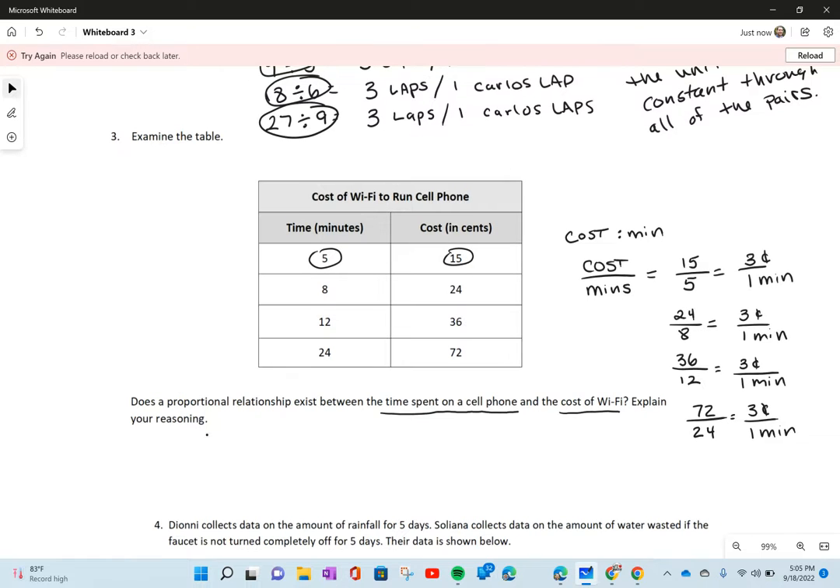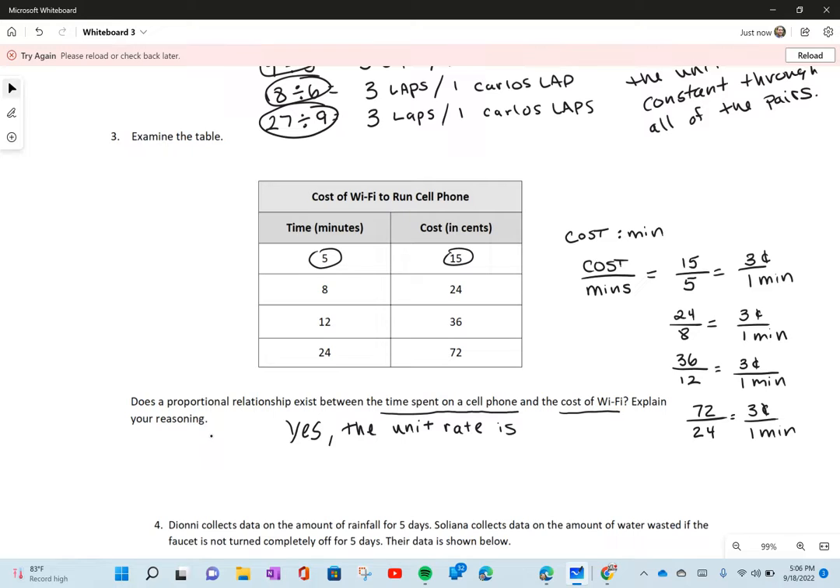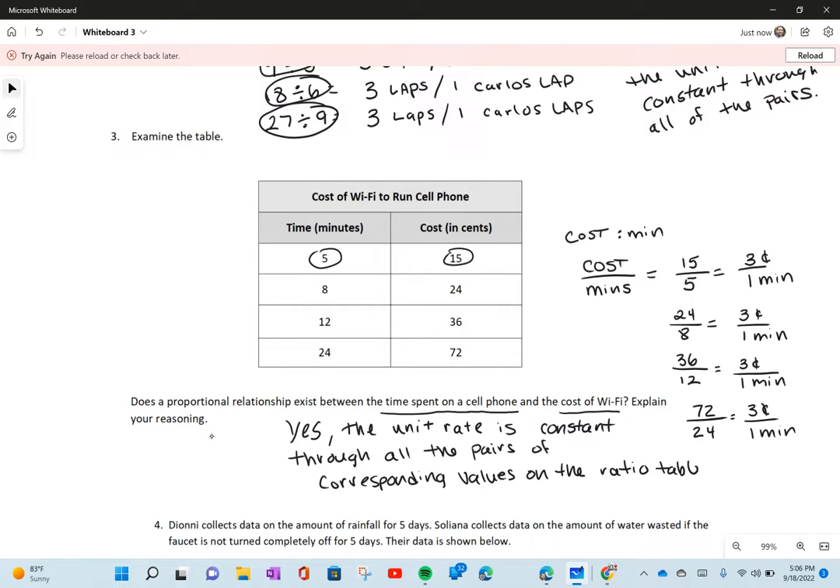So again, this would be yes. A proportional relationship does exist, for the same reasons that one is the unit rate, constant through all the pairs of corresponding values on the ratio table. From the information that we're given, this is proportional.